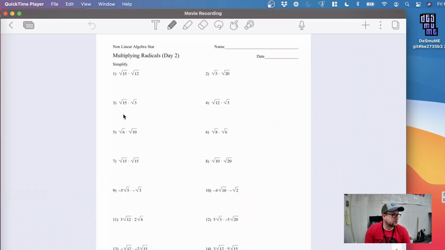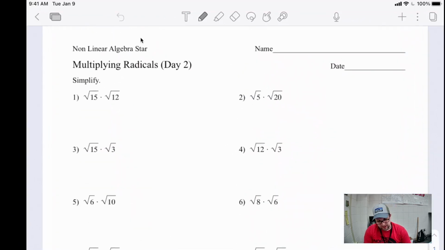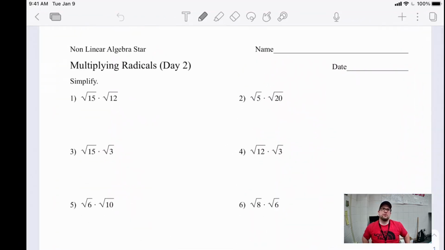Today, we're going to be doing our second day on multiplying radicals. I'm not going to go through a ton of problems with you. I really want today to be more of a practice day for you more than anything else. So I'm going to go definitely through a few of these. And if you're still having questions on it, my advice to you would be to go back and watch the other video.